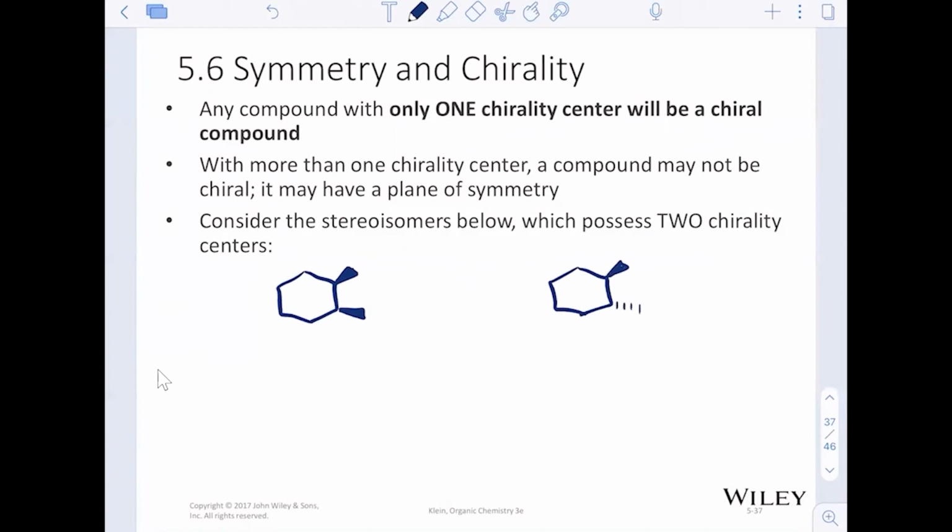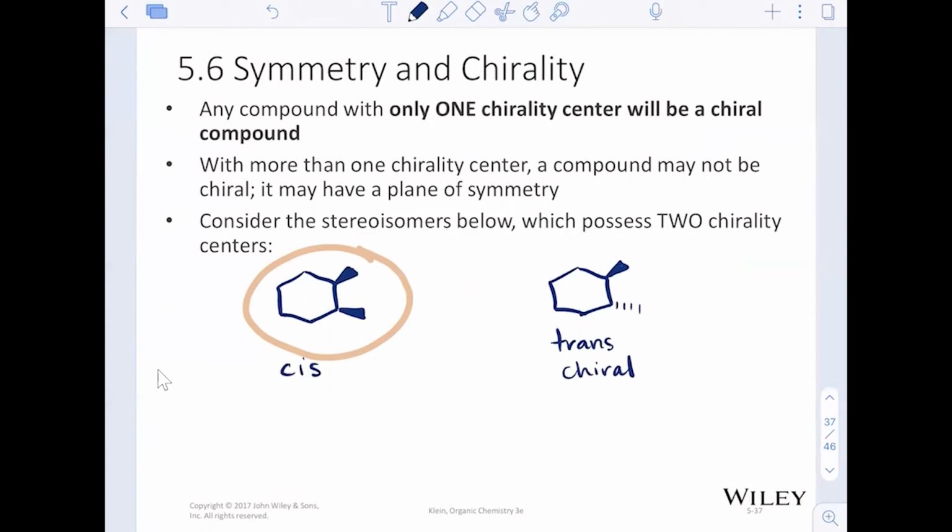Well, notice that they have both the wedge methyl on the top, and a dash on the one and a wedge on the second for the bottom carbon. They would be diastereomers, but let's look at this compound a little bit more closely. The trans isomer is chiral. It's optically active.